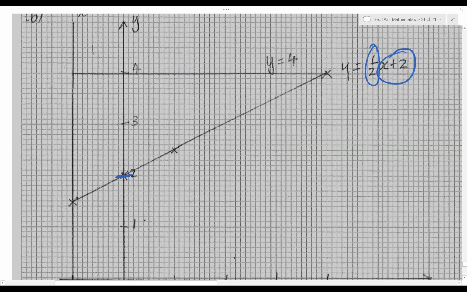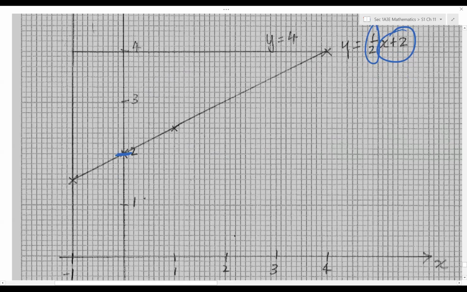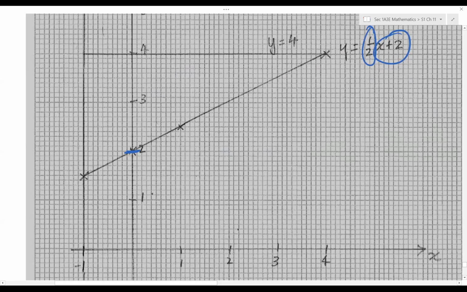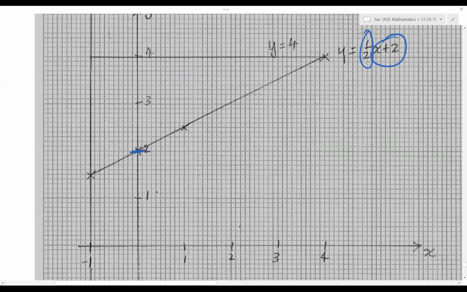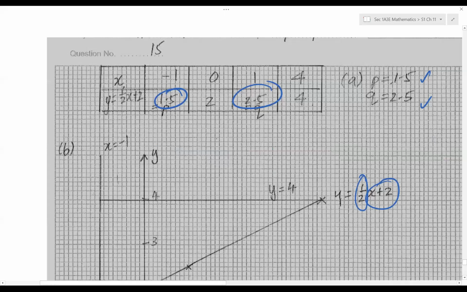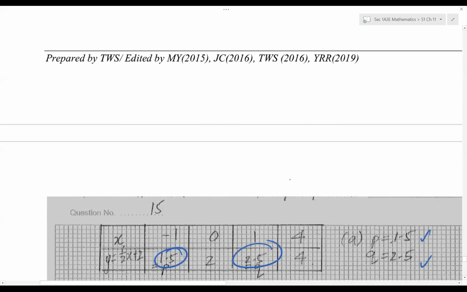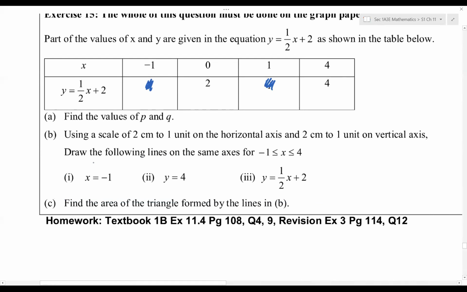+2. So they wanted us to draw more lines. What were they? X is -1. So if you are writing notes, this will be our block -1. This will be level 4.